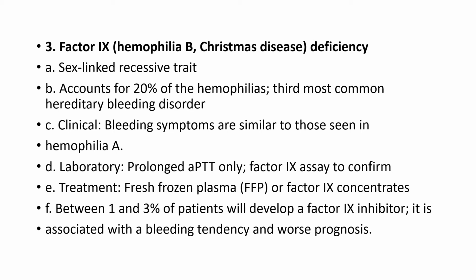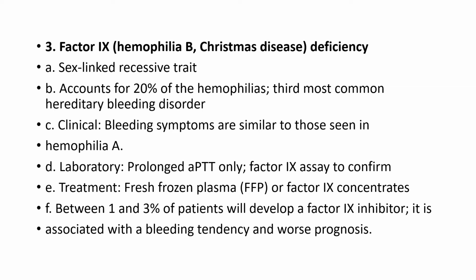This is a sex-linked recessive trait. It accounts for the other 20% of hemophilia, the third most common hereditary bleeding disorder. Clinically, again, there will be bleeding like those in hemophilia type A. There is prolonged APTT and factor 9 assay can be used to confirm this condition. What we give to the patient in the blood bank is fresh frozen plasma or factor 9 concentrate if available.